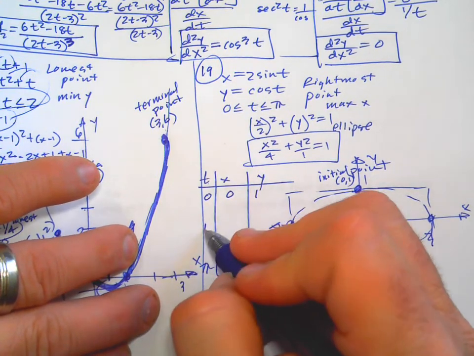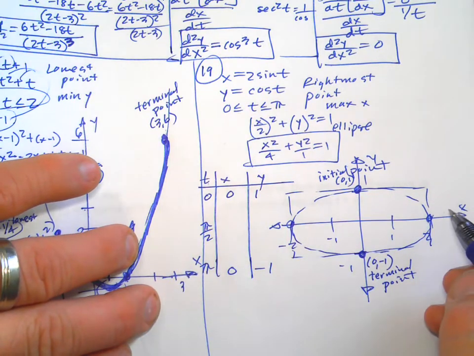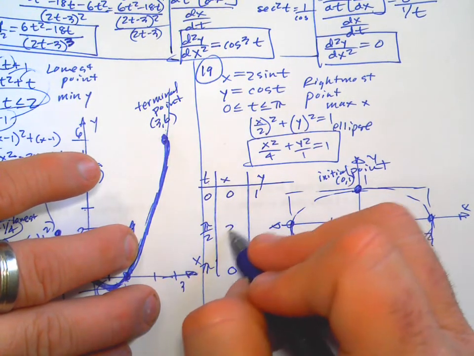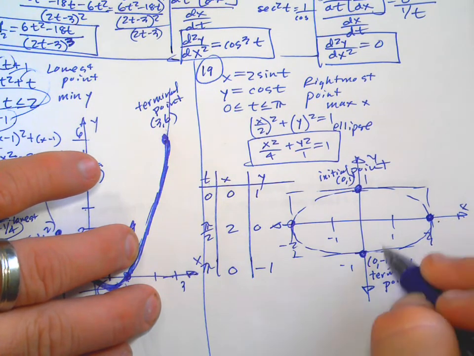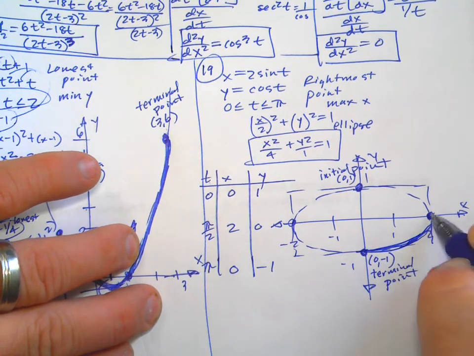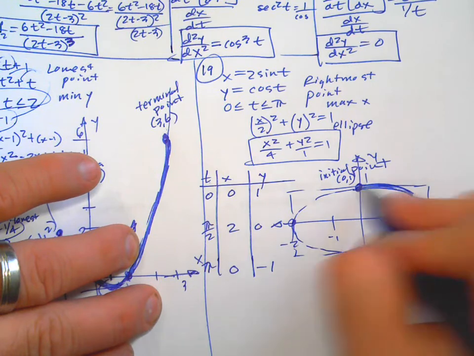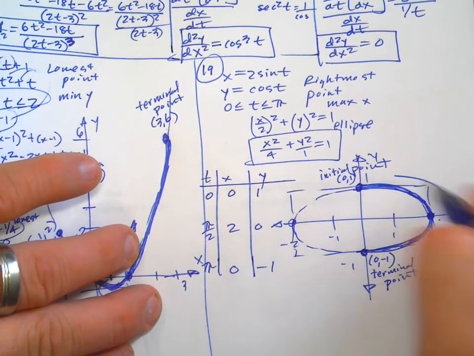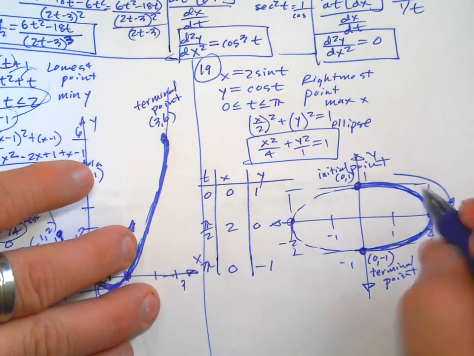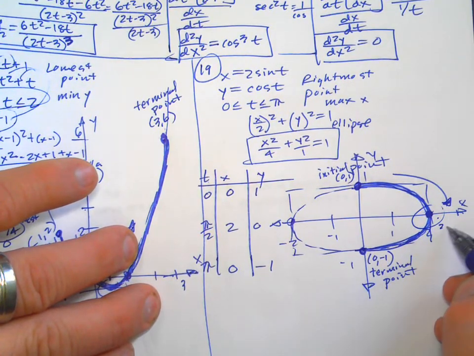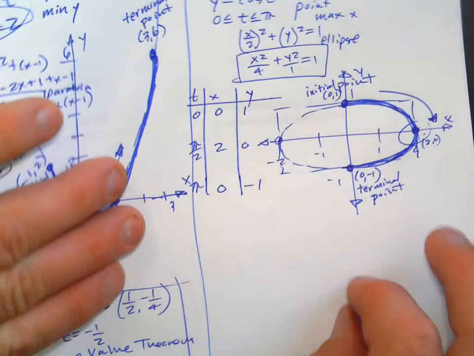Probably at least need to figure out what portion of this graph it is. If I plug pi over 2 in, I get (2, 0). So it's going over here on the right side. So I'm going to darken in the graph. The direction is this way. And we're looking for the rightmost point, which is clearly here. It's (2, 0). But we're going to show some calculus, and we already have a lot of work.